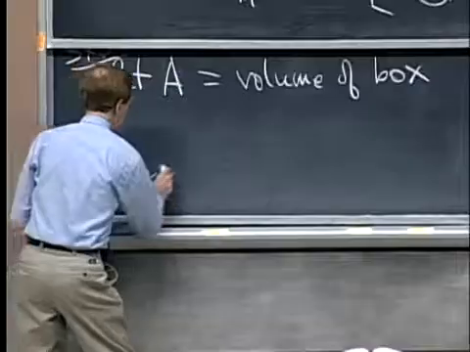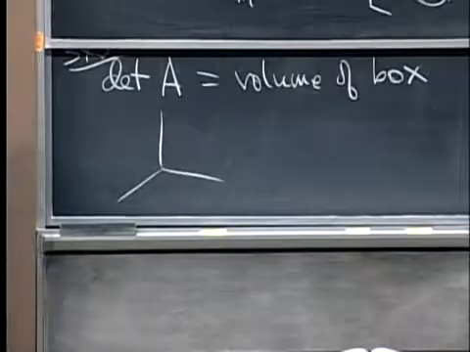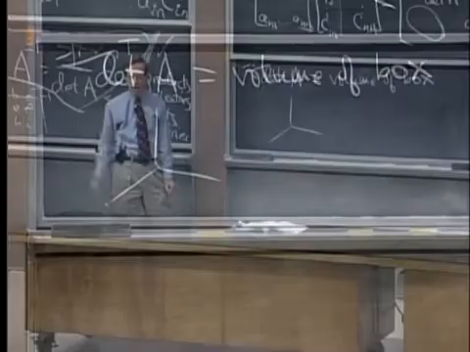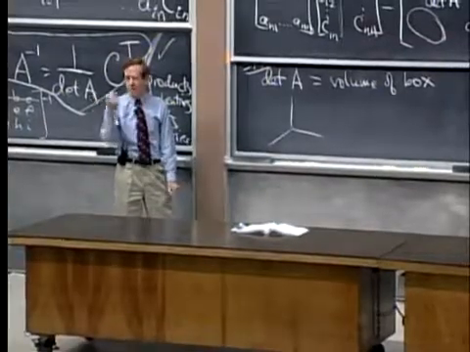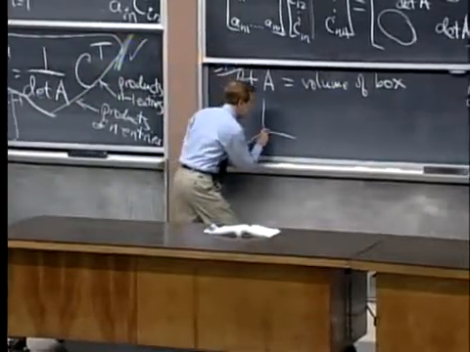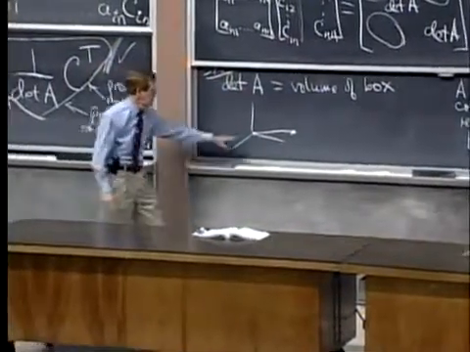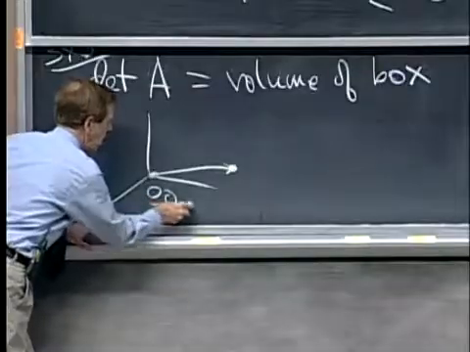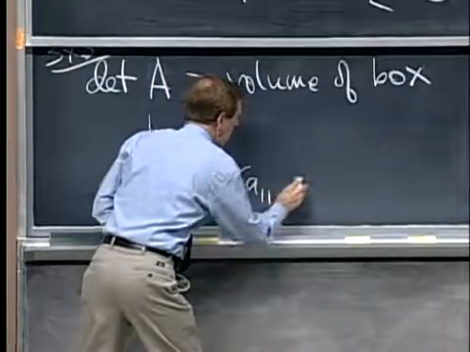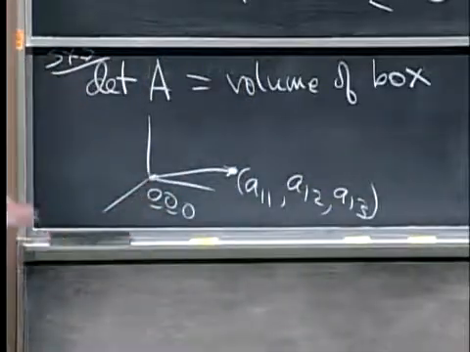You could guess what the box is. Here's 3 dimensions. Now I take the first row of the matrix, A11, A12, A13. That row is a vector. It goes to some point. That point will be a corner of the box, and the edge going to it will be an edge of the box. So here's 0, 0, 0, of course, and here's the first row of the matrix, A11, A12, A13. So that's one edge of the box.